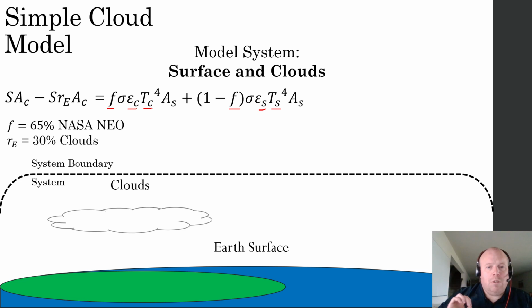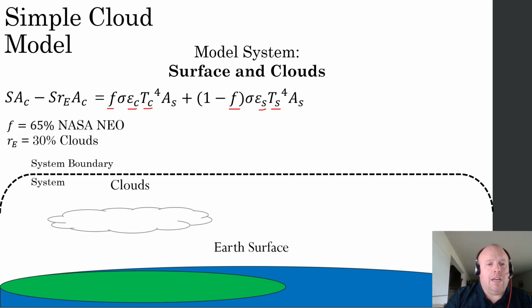Now you have two unknowns in this equation. You have the cloud temperature and you have the surface temperature. The emissivities are just assumed to be that of water, because cloud droplets are water and the surface is mainly water. So the emissivity is assumed to be 0.96, which is from standard heat transfer textbooks. But I digress. You have the surface temperature, you have the cloud temperature, you have one equation, so we need a second equation equating the two.